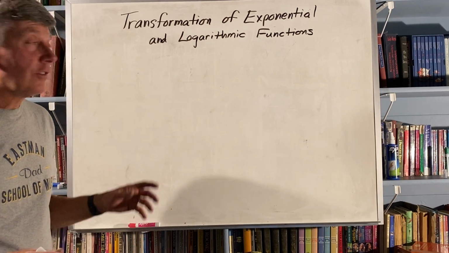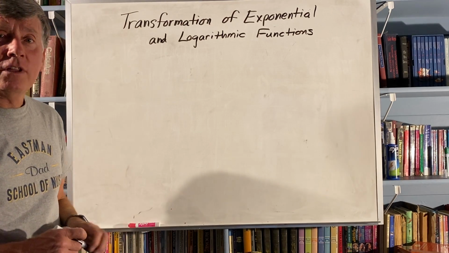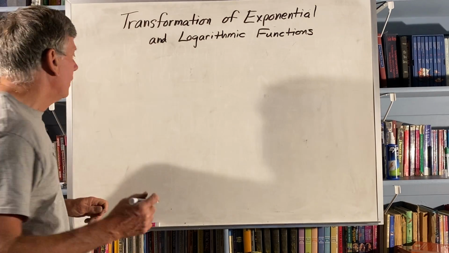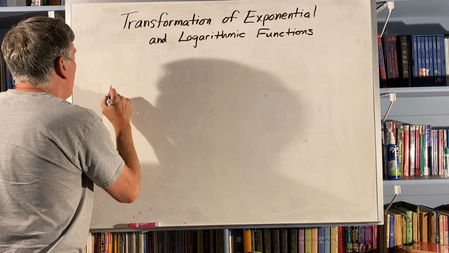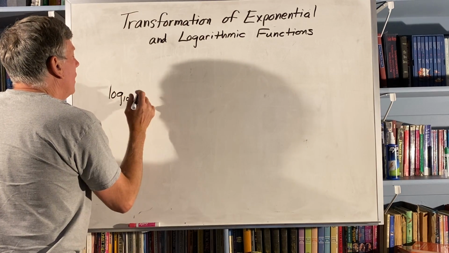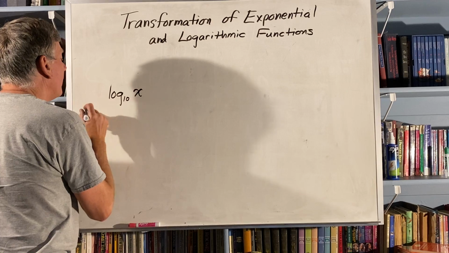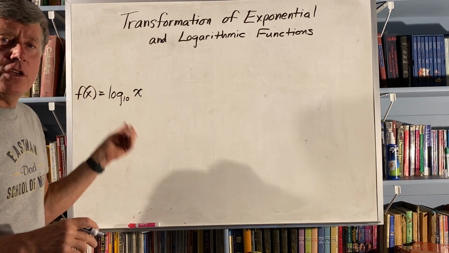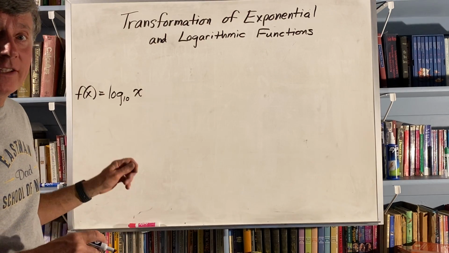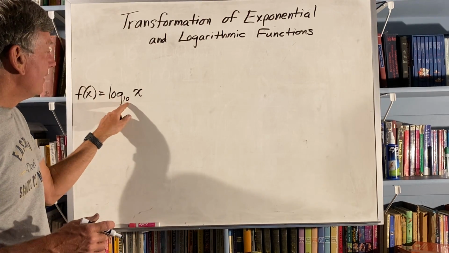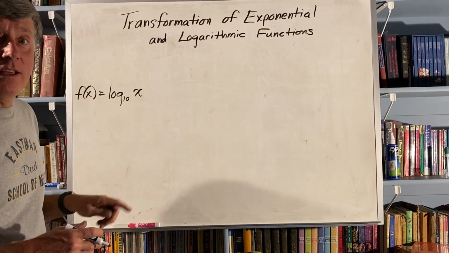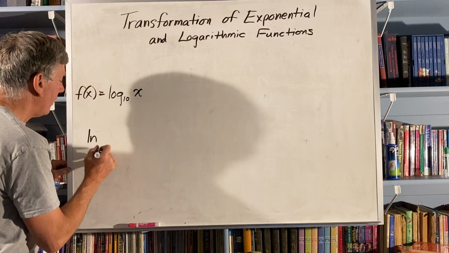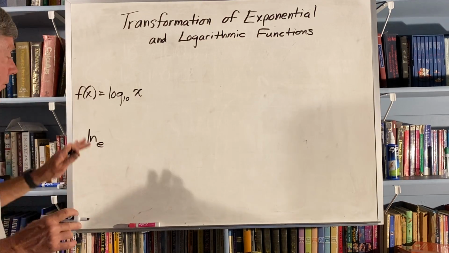Now I'm going to talk about transformation of exponential and logarithmic functions. Let's do logarithmic first. I have the log base 10 of x. That is f of x is equal to the log base 10 of x. You have this function on your calculator. It says log. It may say 10, but if it says log, that means log base 10. If it says ln, that means base e. But we'll talk about that later.